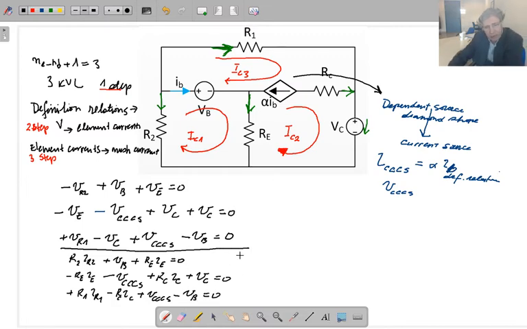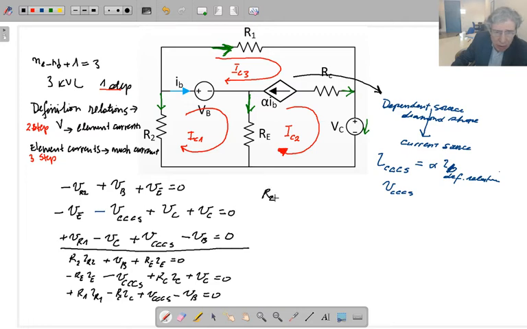Third step is replace all these elements. This is the third step. Replace element currents with the mesh currents. So we are going to replace these element currents with mesh currents. So let's do it now here in this area.